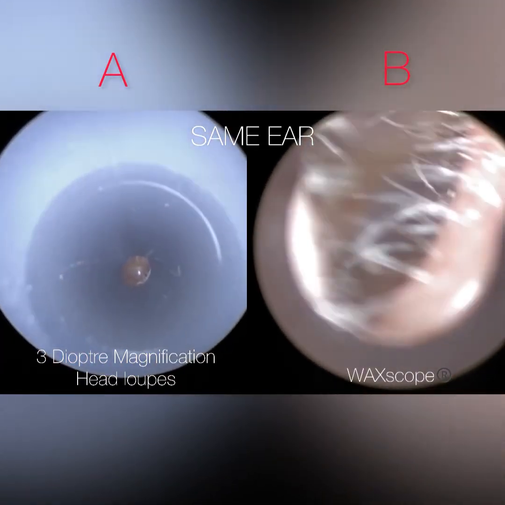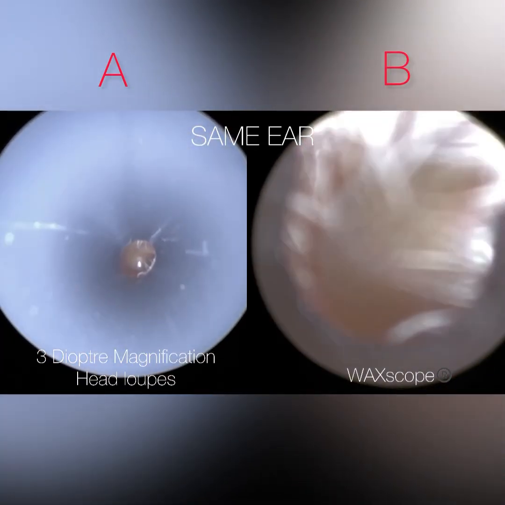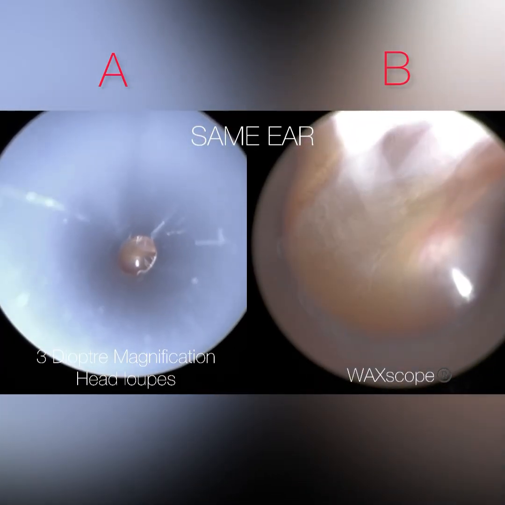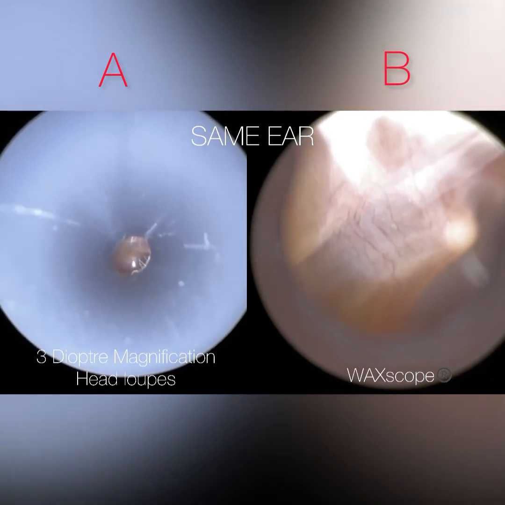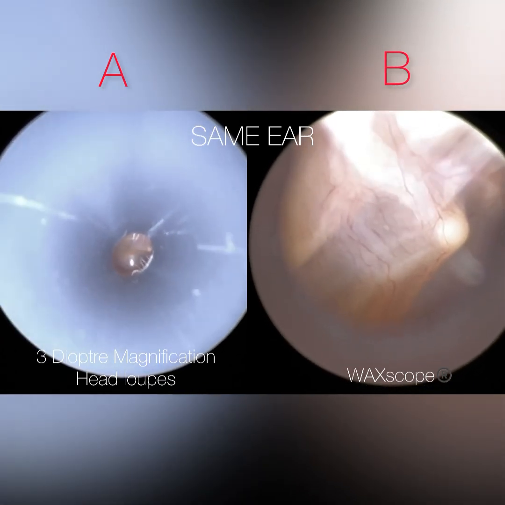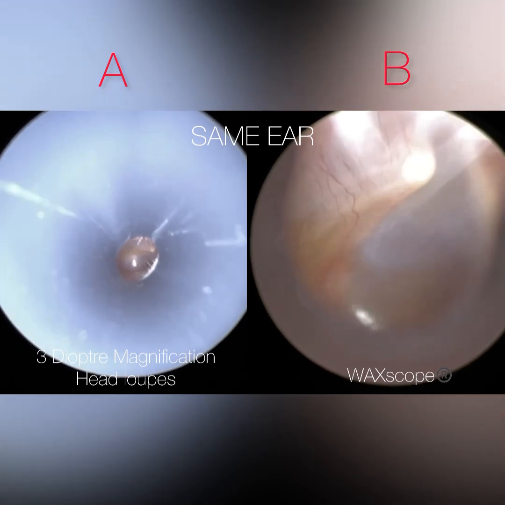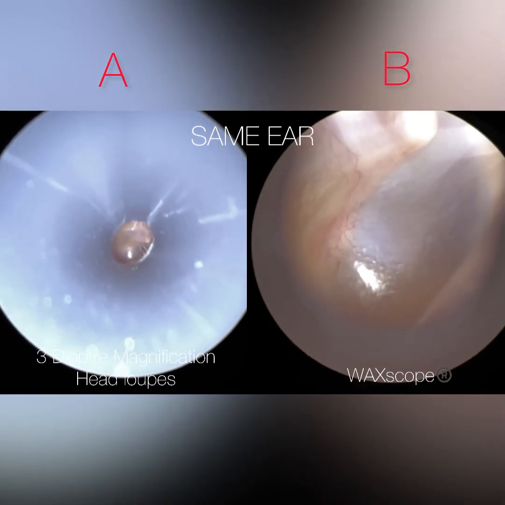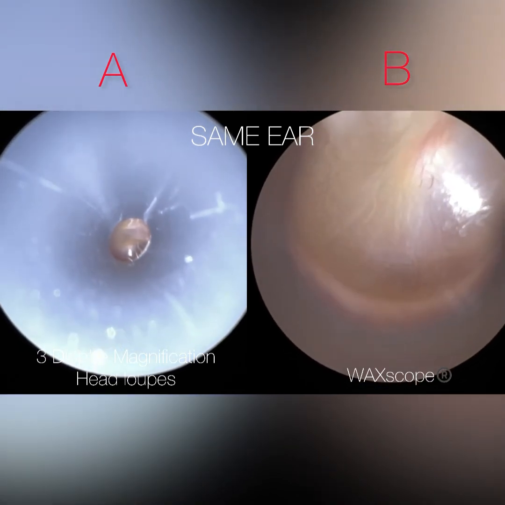Hi guys, just this very short clip before we get into the main video. This is a comparison of two different visualization methods. On the right is the new Waxscope, and on the left is the view you would expect with some loupes, the very popular loupes that most people use in the UK and also in other parts of the world. So that's the difference.